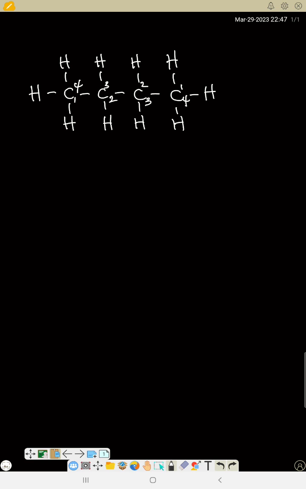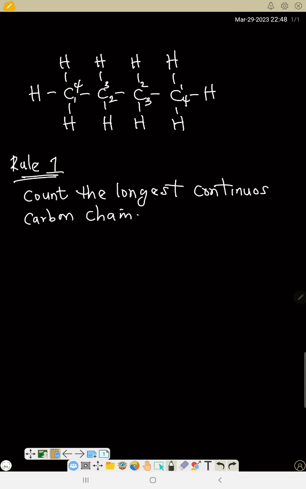Now let me take this as rule number one. Before you can name any organic compound, you have to locate the longest carbon chain. That is the longest continuous carbon chain. That should be rule number one, because it's that number of carbons that will determine whether it's meth, eth, but, prop, or like that. So see rule one now: count the longest continuous carbon chain.